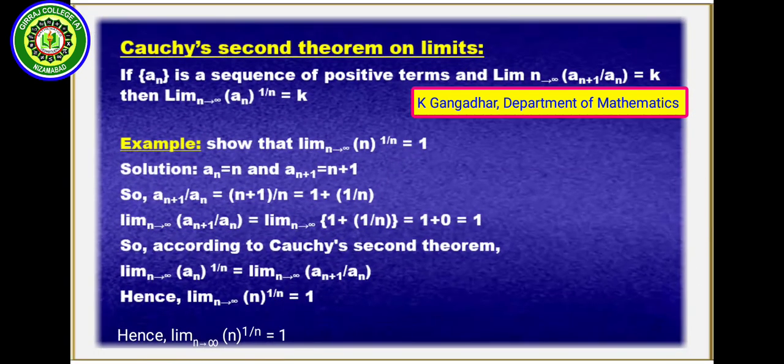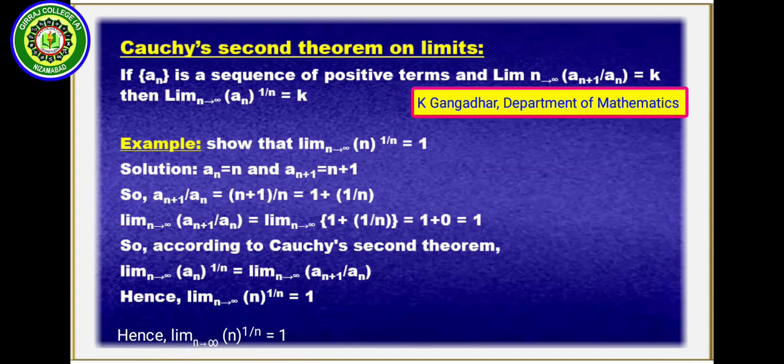So now, Cauchy's second theorem on limits. If an is a sequence of positive terms and limit as n tends to infinity of an plus 1 by an equals k, then limit as n tends to infinity of an whole power 1 by n has value k. So if limit an plus 1 by an equals k, then limit of an whole power 1 by n is also k.